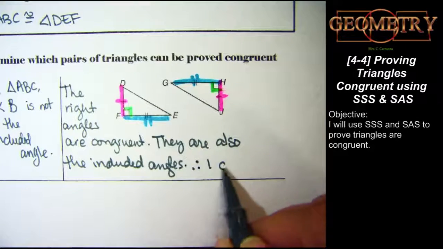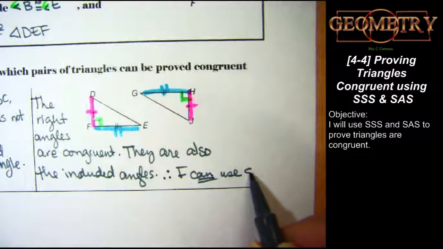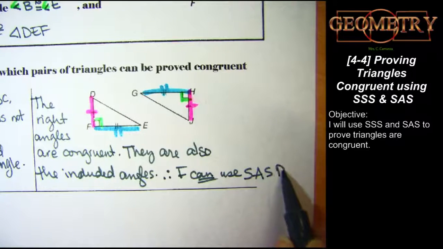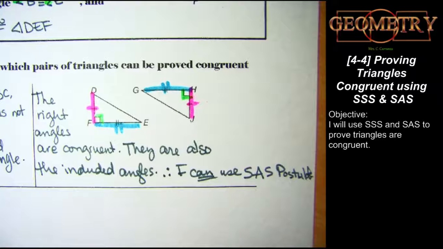Therefore, I can use side angle side postulate. The right angles are congruent. They're also the included angles. The three dots mean therefore. Therefore, I can use side angle side. If you're already done writing, start looking at the next diagram, please.